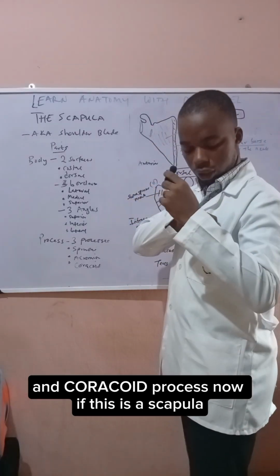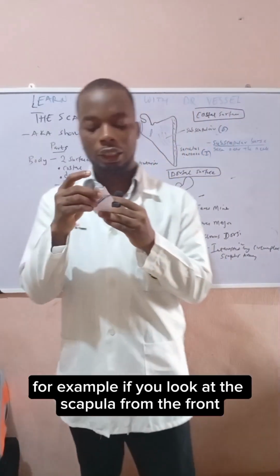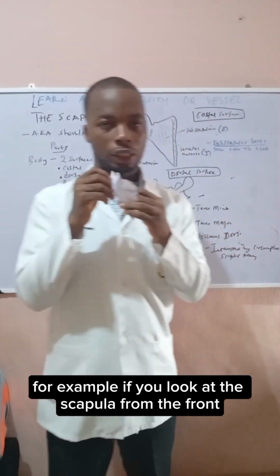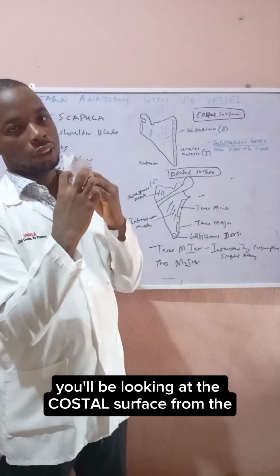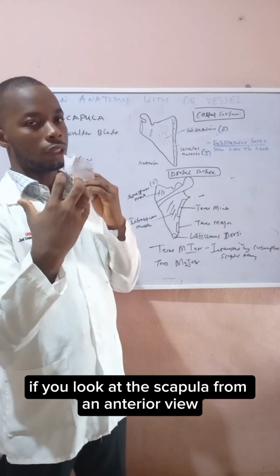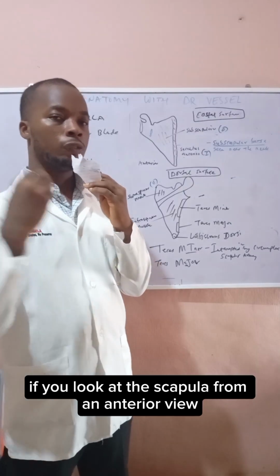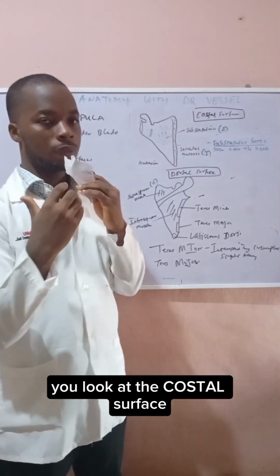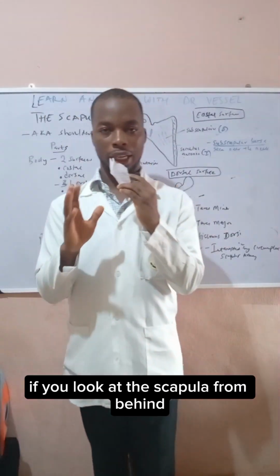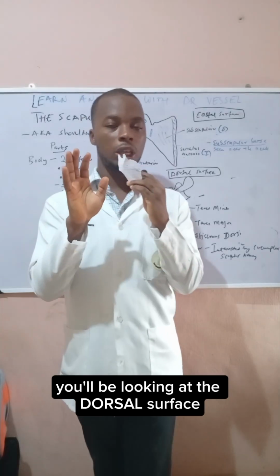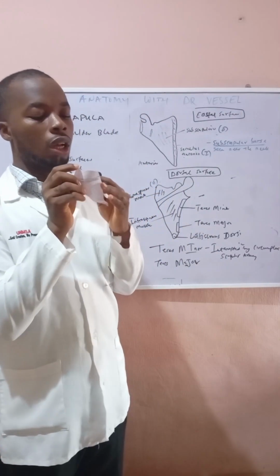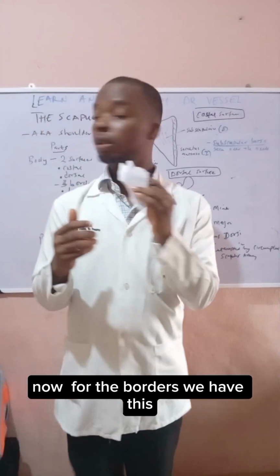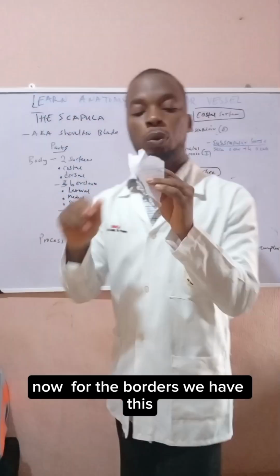Now, if this is a scapula, for example, if you look at the scapula from the front, from an anterior view, you'll be looking at the costal surface. If you look at the scapula from behind, or from a posterior view, you'll be looking at the dorsal surface.